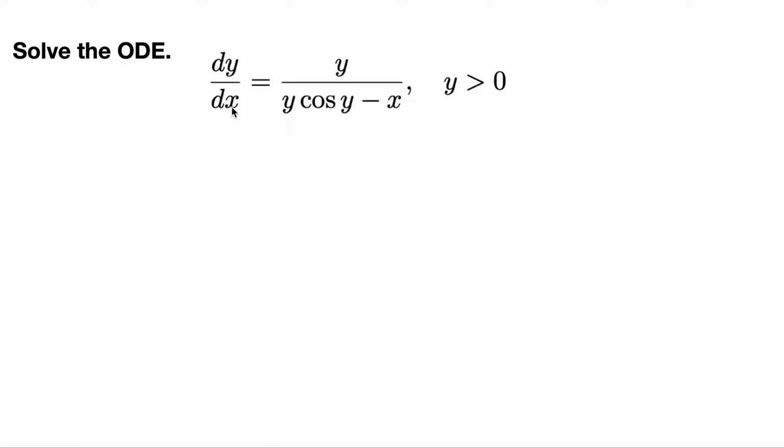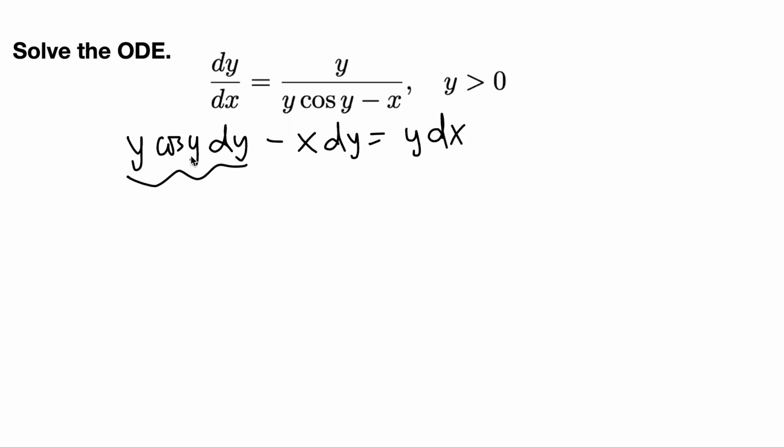ODE. So here we got dy over dx equals this fraction. So let's separate the variables. So y cosine y minus x with dy, and it's kind of cross multiplying y dx. Okay, so y cosine y dy is a minus x dy equals y dx.